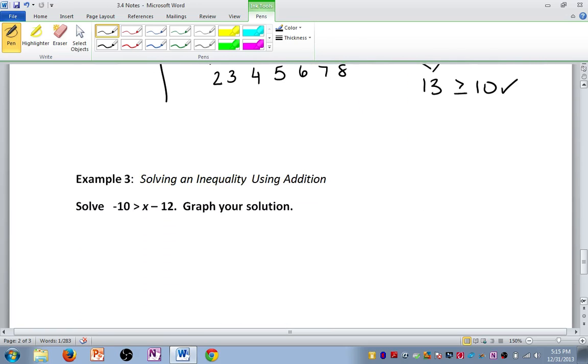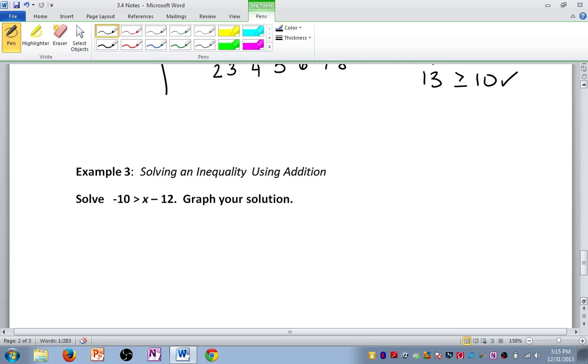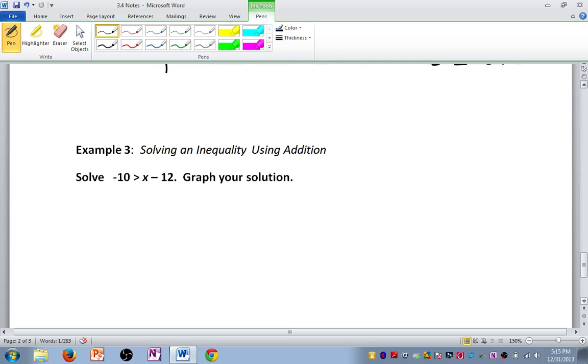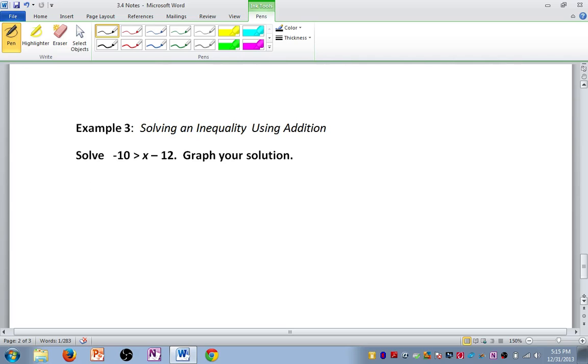In this example, we're solving an inequality using addition. Follow the same steps. We're going to rewrite our inequality. Negative 10 is greater than x minus 12. Now, some of you may want to rewrite it and switch the sides. You can do that, but there's one little trick when you're dealing with inequalities. Since it's not an equal sign, you have to make sure you do one more thing.